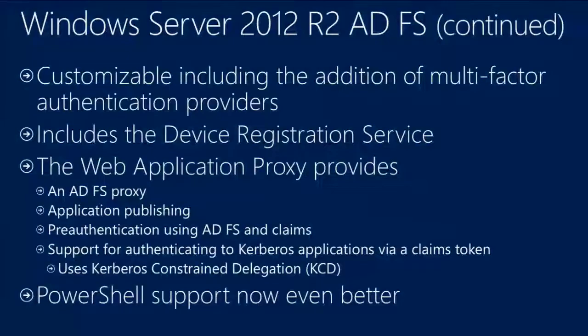And then you've got customization, so multi-factor authentication providers. The default setting is it'll allow you to use certificates as your second factor. But you can use the phone factor, you can add that, you can add other third-party mechanisms as well. Includes a device registration service. What is the device registration service? It's for joining a device, all right? So it manages the workplace join.